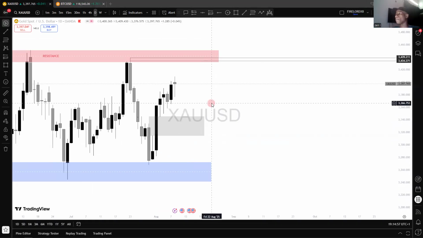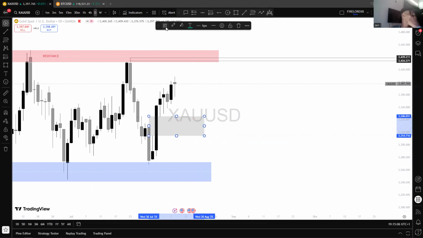So price might come back to the fair value gap for a retest.